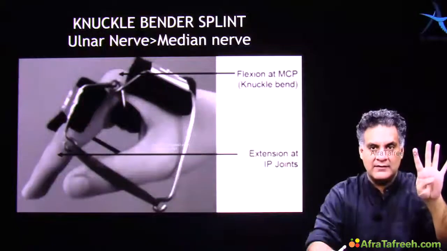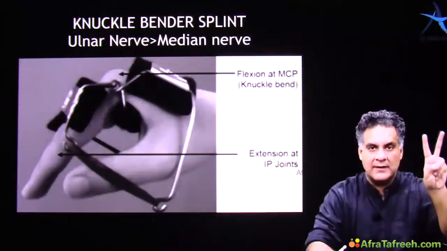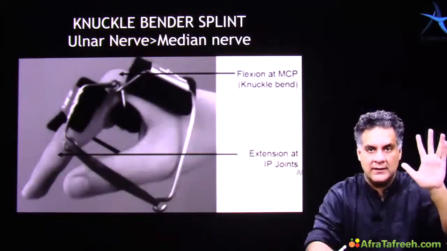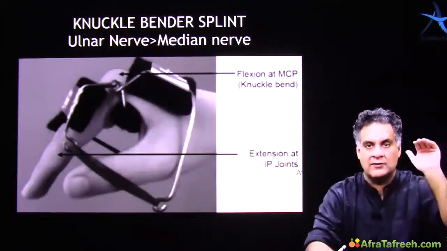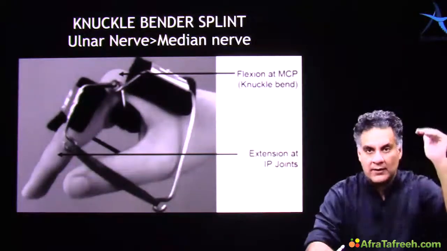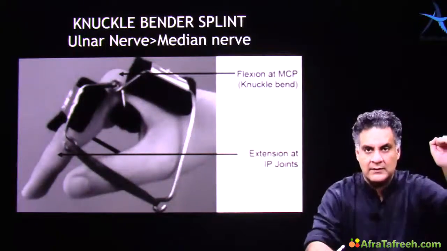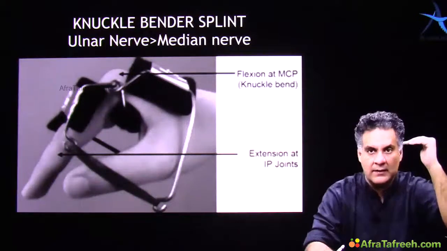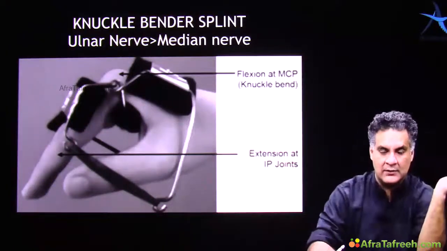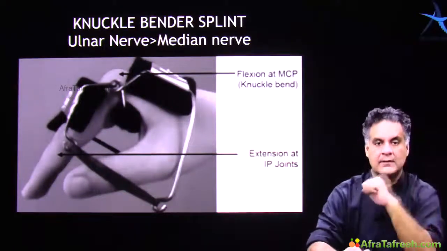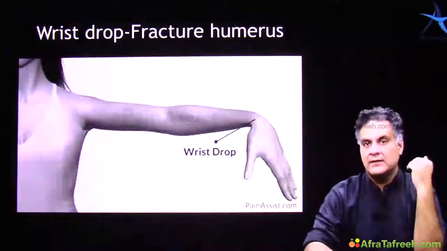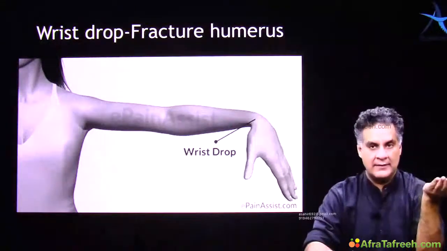We have 4 lumbricals. The lateral 2 are supplied by the median nerve, the medial 2 by the ulnar nerve. When all are involved, it's called a total claw hand. And when all are intact, this is what is called a Babaji Ka Tullu by Kapil Sharma. It's a way to remember that lumbricals can make an L in your palm or hand. Knuckle bender splint is to correct the claw hand.